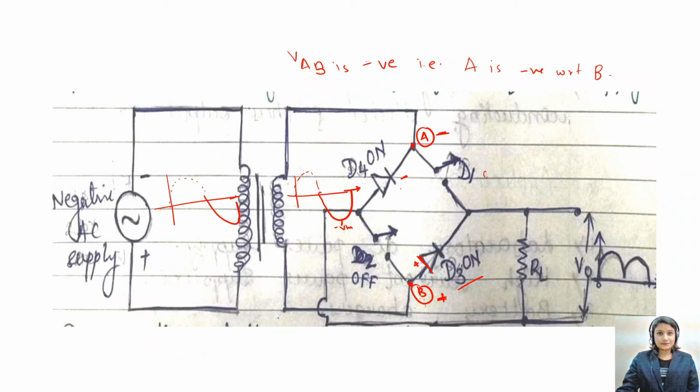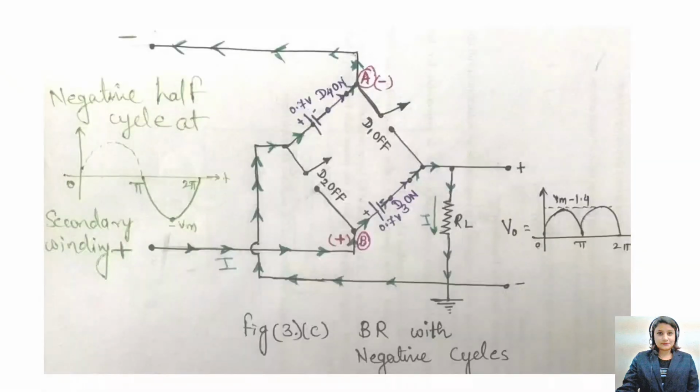While D1 is off and D2 is also off, let us see the current direction. D1 diode is off, D2 diode is off. Your D4 diode is ready to allow the current to flow after the 0.7 potential. Here the D3 diode is also on. It will allow the current to flow after the 0.7 volts.